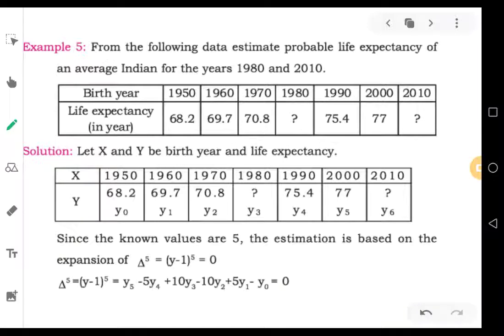We are working out problems from the interpolation and extrapolation chapter. The first method, the binomial expansion method, we were doing there. Let us see one more problem from that topic. From the following data, estimate the probable life expectancy of an average Indian for the years 1980 and 2010.